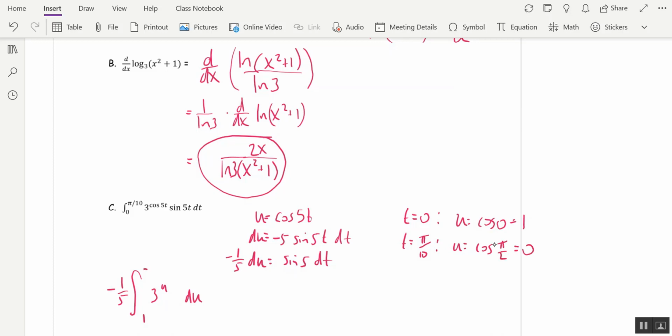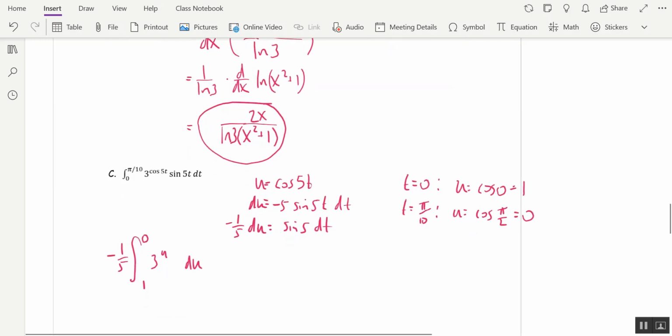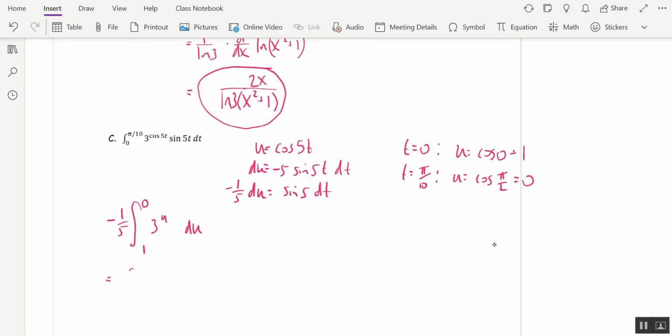is 0. I could leave the integral like that and integrate, but what I'm going to do just to practice properties of integrals is I'm going to switch the limits so I have my lower limit on the bottom, 0 to 1, 3 to the u, du. And when you do that, when you change the limits, you introduce a minus sign in front of the integral. So this negative 1/5 becomes a positive 1/5. So these are the same thing. You didn't have to do that, but I am.